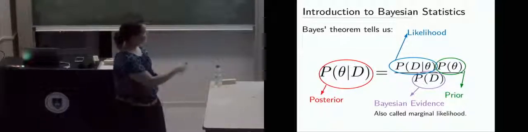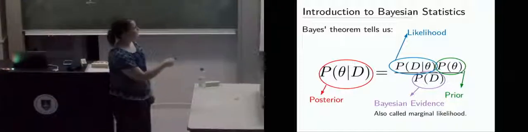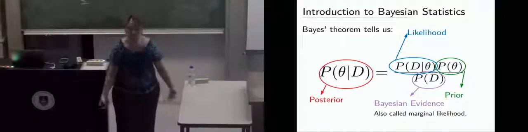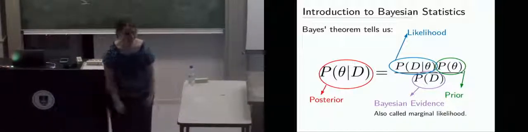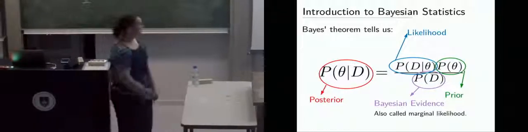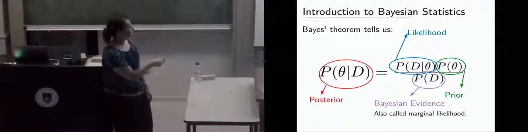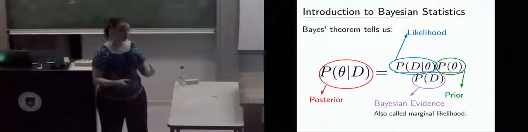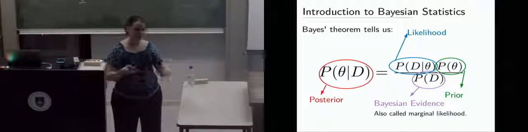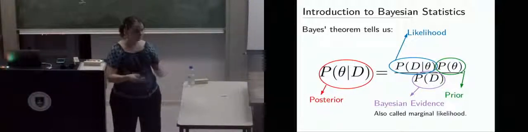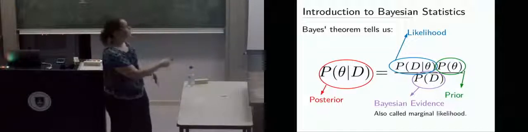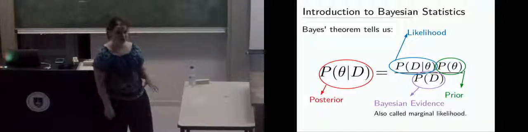And lastly, you've got this weird thing, P of D, probability of data. Well, I took my data, it's there. It seems kind of weird, but I'll explain it in a few more slides. It's called the Bayesian evidence, also sometimes called the marginal likelihood. Now, if you're just trying to figure out what's the best fitting parameters of my theory, and that's all you care about, you usually don't have to worry about this term. It's just a normalization term.